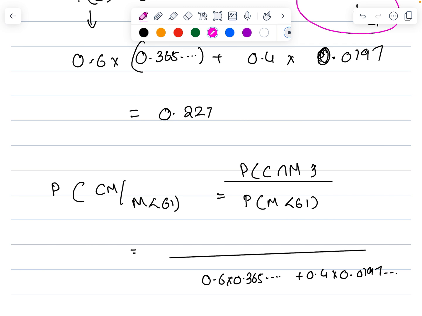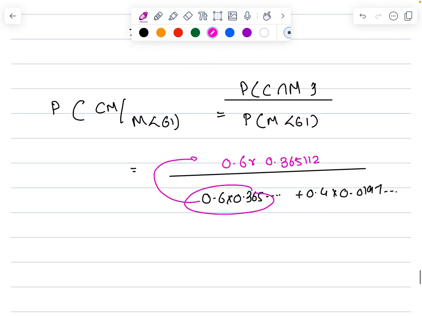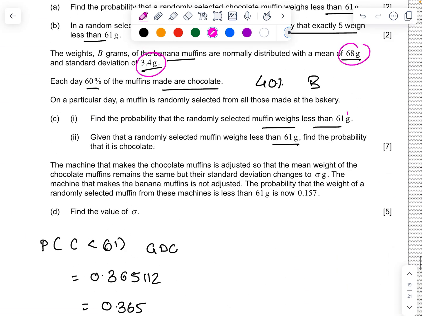A part of it goes to the numerator, which part? The chocolate muffin part. 0.6 times 0.365112. Simplify that, you should be getting 0.965183. Three significant figures, 0.965.